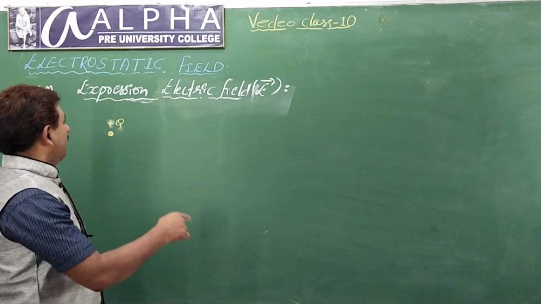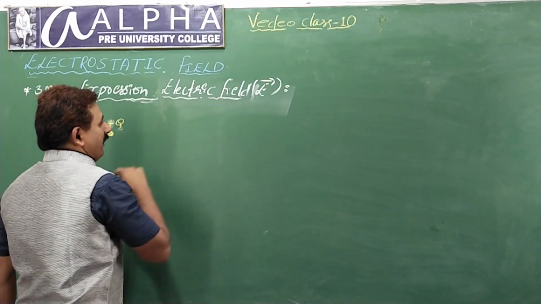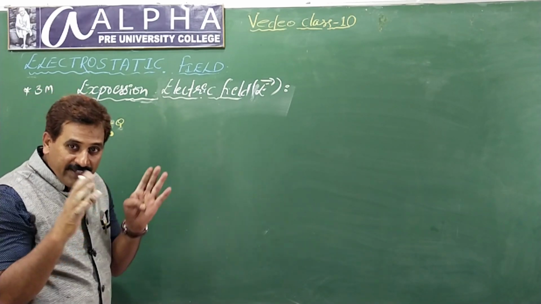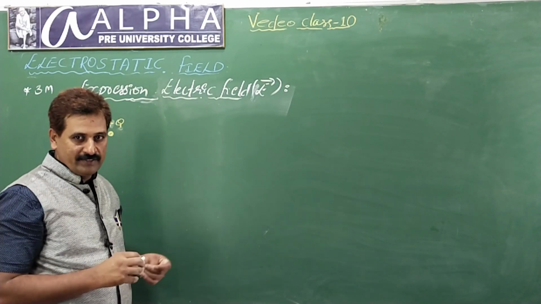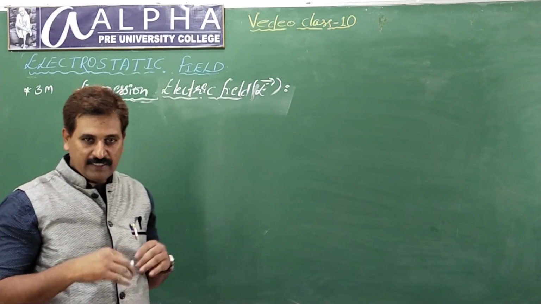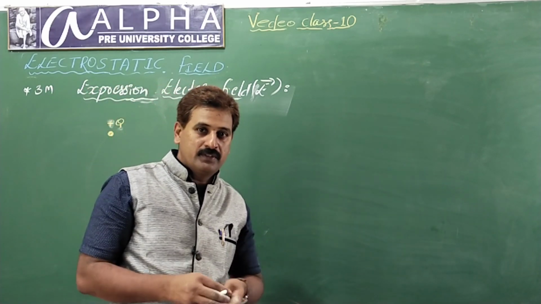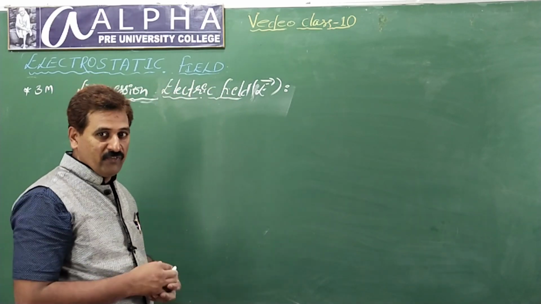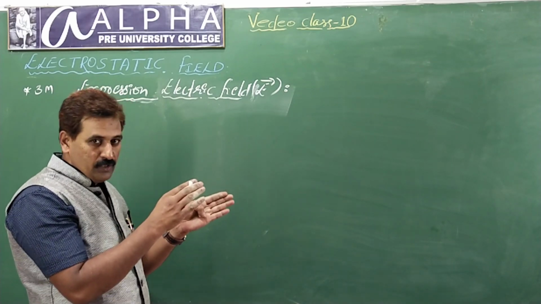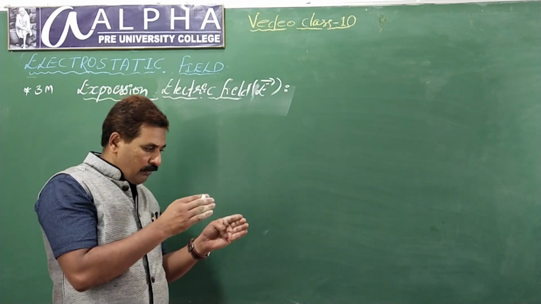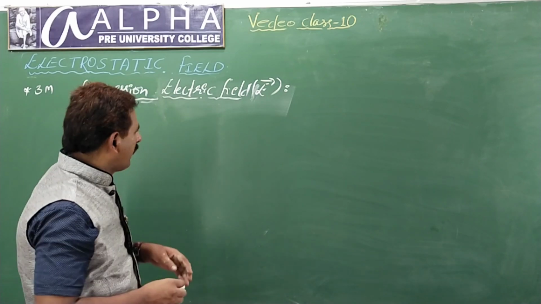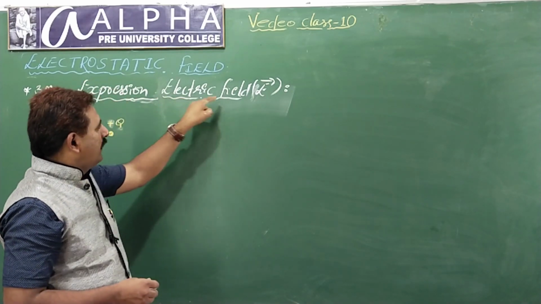Students, we'll see an expression for electric field, meaning how electric field varies with factors like force. Force depends on the values of the charges, their magnitudes, and the distance squared. Force is proportional to the product of magnitudes and inversely proportional to the square of the distance. In the same way, we are going to write an expression for electric field.